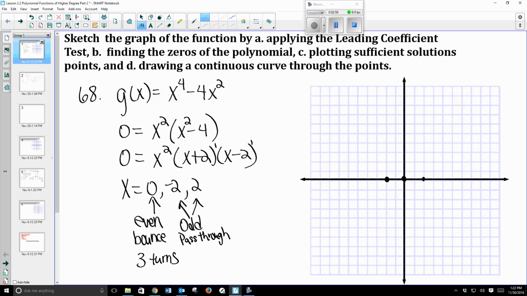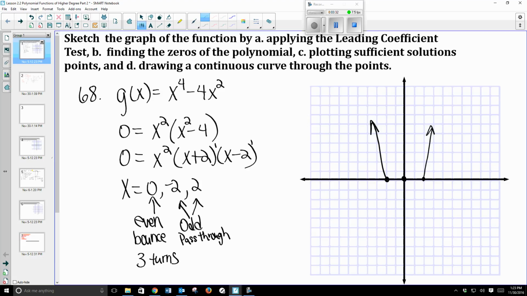Let's see. Is that everything that we need? Okay. So we know that this is happening, right? And since at negative 2 it's a pass-through, it's going to go down. It's not going to bounce and go back up. It's going to pass through. And then when it comes back up, it's going to turn. It's going to come back up, and it's going to bounce at 0. So it's not going to go through. It'll bounce and go back down. And then it's got to turn and come back up and pass through positive 2.